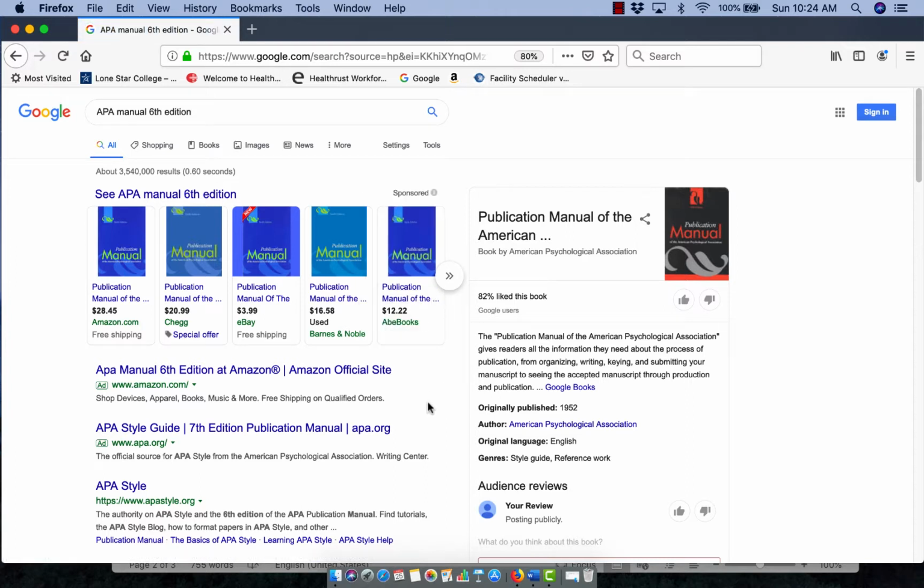Okay, so here is a variety of prices. I see this one on eBay for $4. I think yesterday I searched and it was like $2. So there's really no excuse for you not to have the 6th edition APA manual.